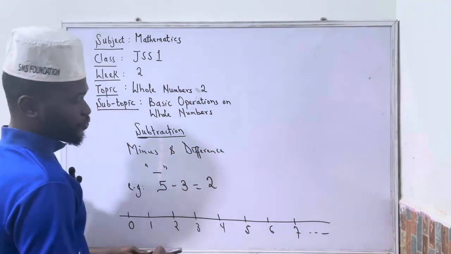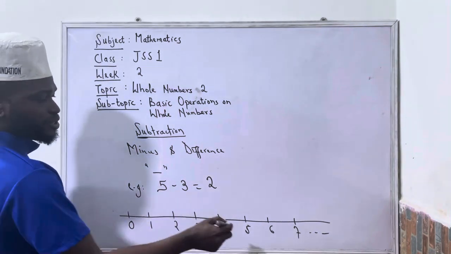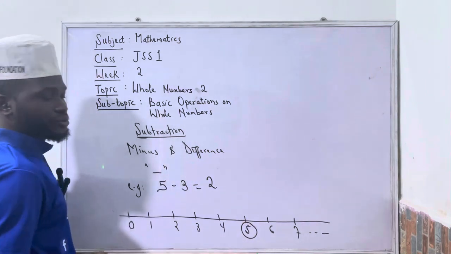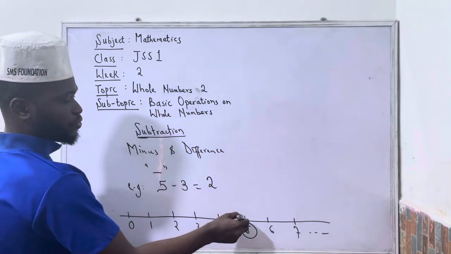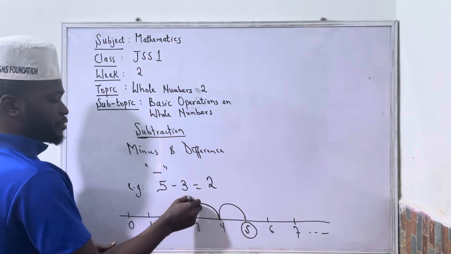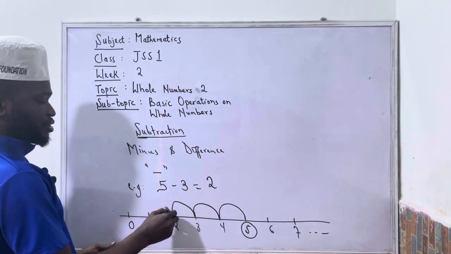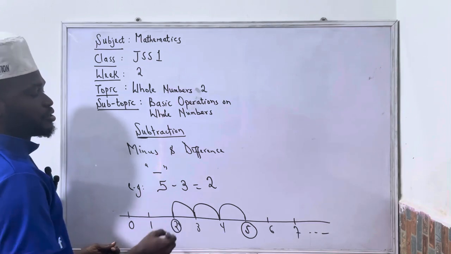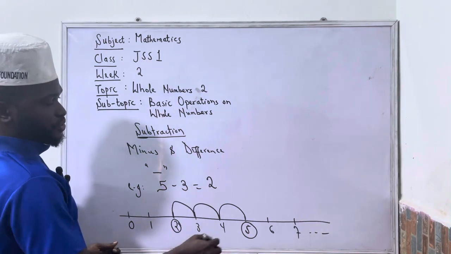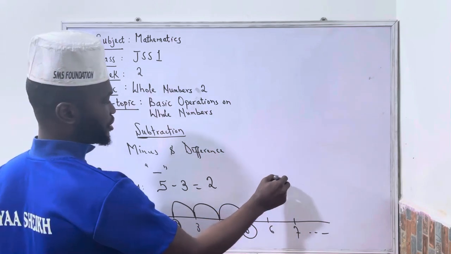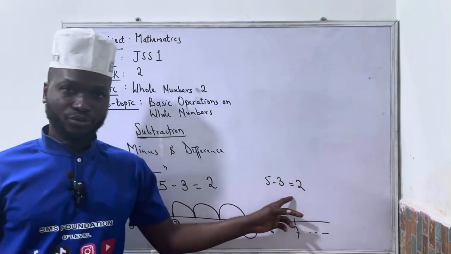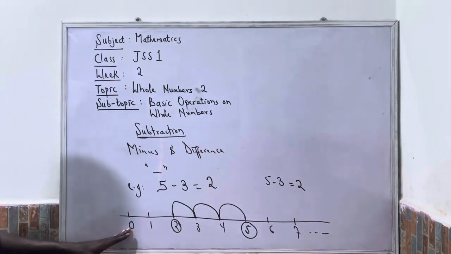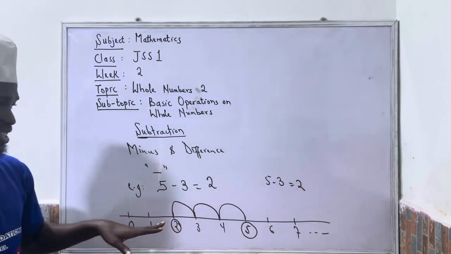Very good. So my starting point is going to be 5. So this is 5. Then I want to take 3 steps backward. Let's go. 1, 2, 3. So the answer is 2. Therefore, 5 minus 3 equals 2. Even on the number line, our result is 2. So this is what you can see clearly by yourself.